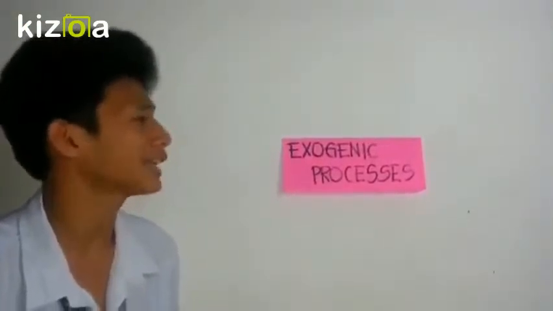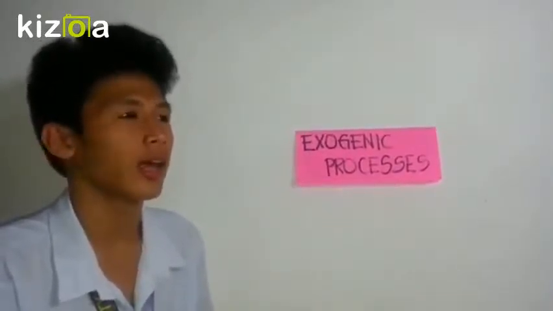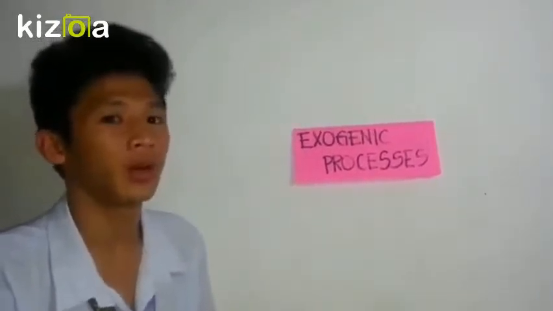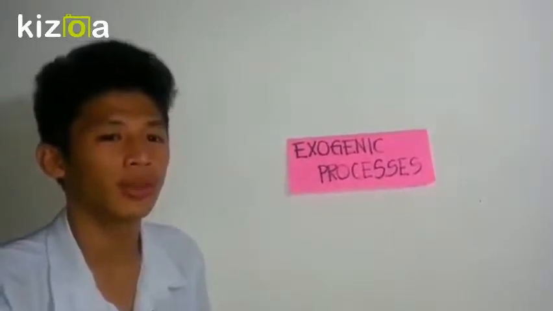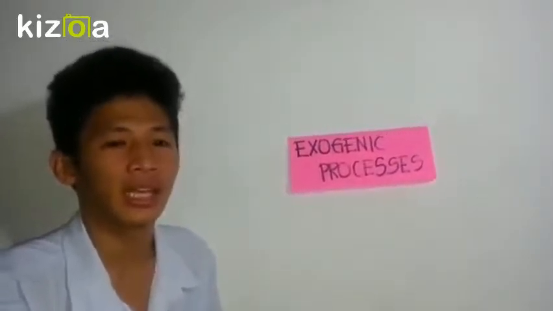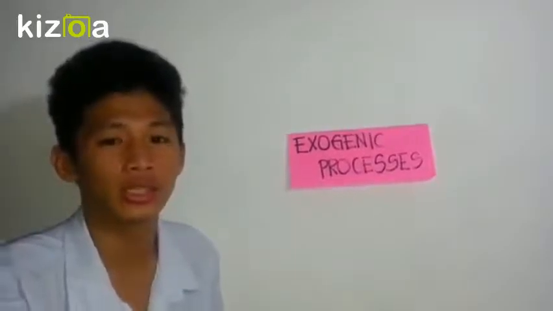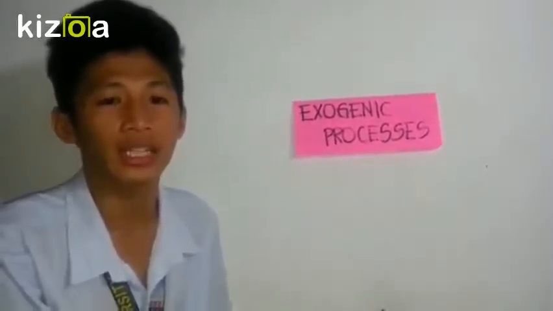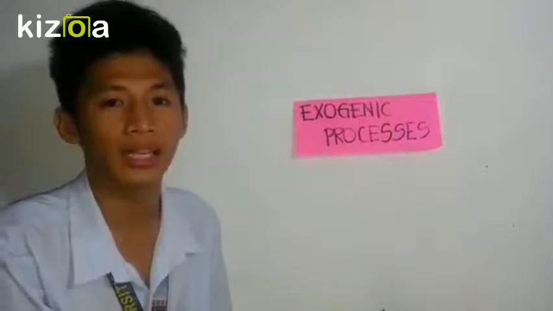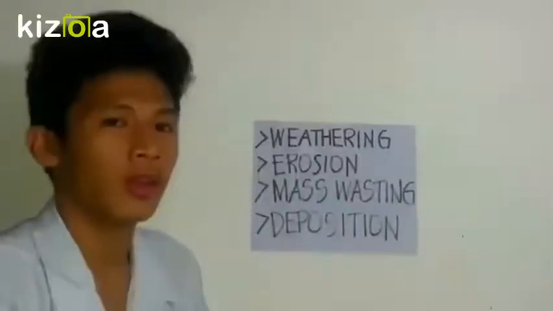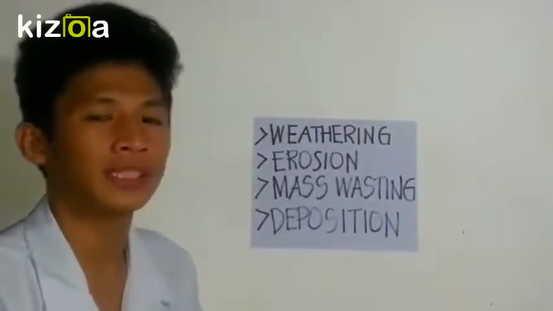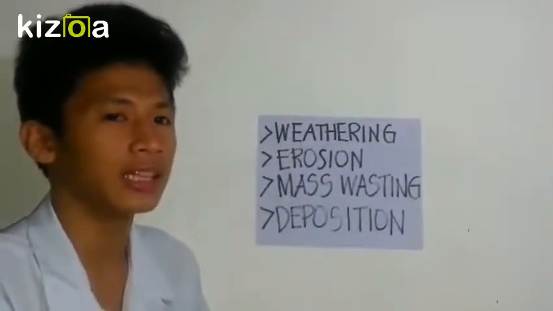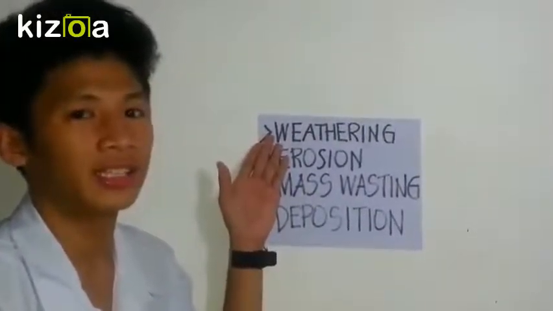Hello guys, this is our report and it's all about exogenic processes. First, we need to know what exogenic processes are. Exogenic processes include geological phenomena and processes that originated externally to the Earth's surface. They are genetically related to the atmosphere, hydrosphere, and biosphere. There are 4 processes of exogenics, and this is weathering.